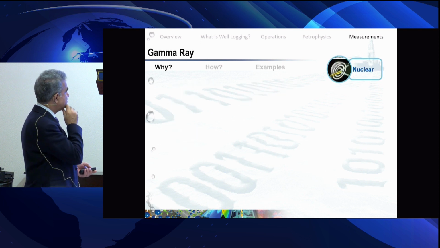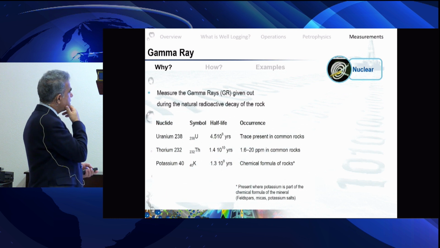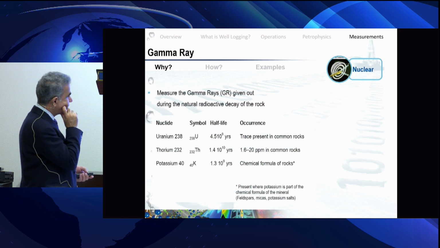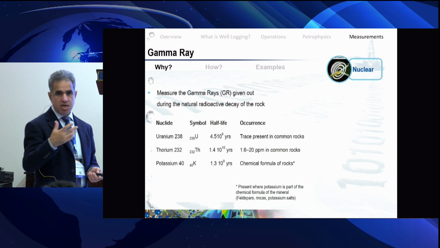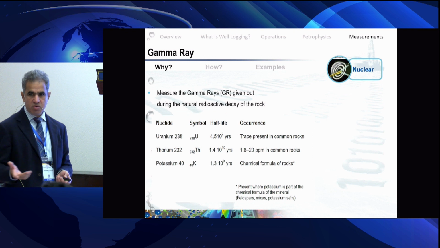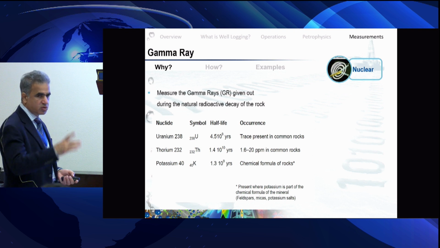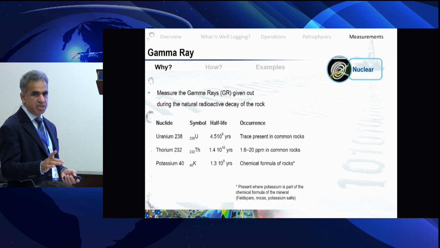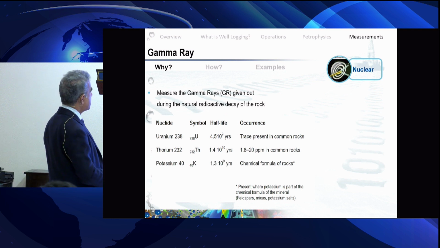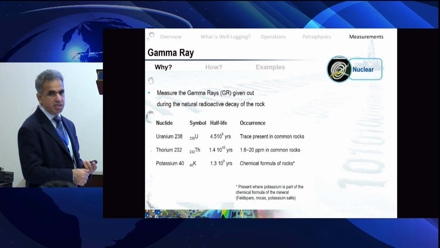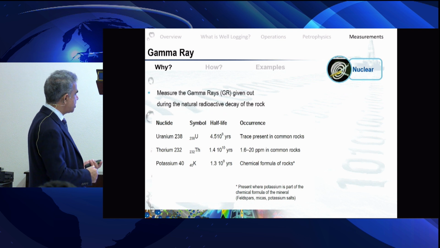Starting with gamma ray. So gamma ray is the natural radioactivity. So we have certain sensor, like at surface gamma ray is also measured by Geiger counters, different type of devices. We also have certain device which measure the natural radioactivity. So you can see that there are different radioactive elements which basically cause the radioactivity: uranium, thorium, potassium, and they are present in mostly common minerals.